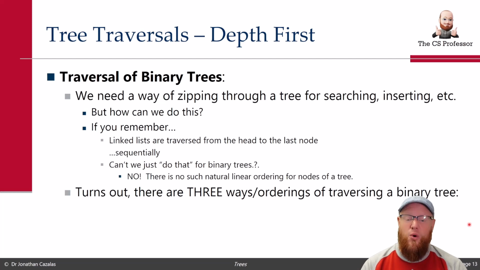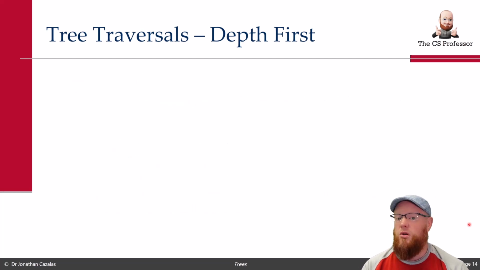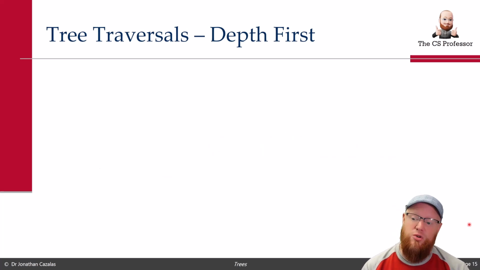So there's really going to be four different ways that we can go about traversing our tree, and we're going to cover all of them. But we're going to start with what is called the depth first traversals. And there are three such traversals: pre-order, in-order, and post-order. And we're going to go over all three of them. But first, prior to going into the details of those traversals, we just want to understand in general, what is this idea of a depth first traversal?